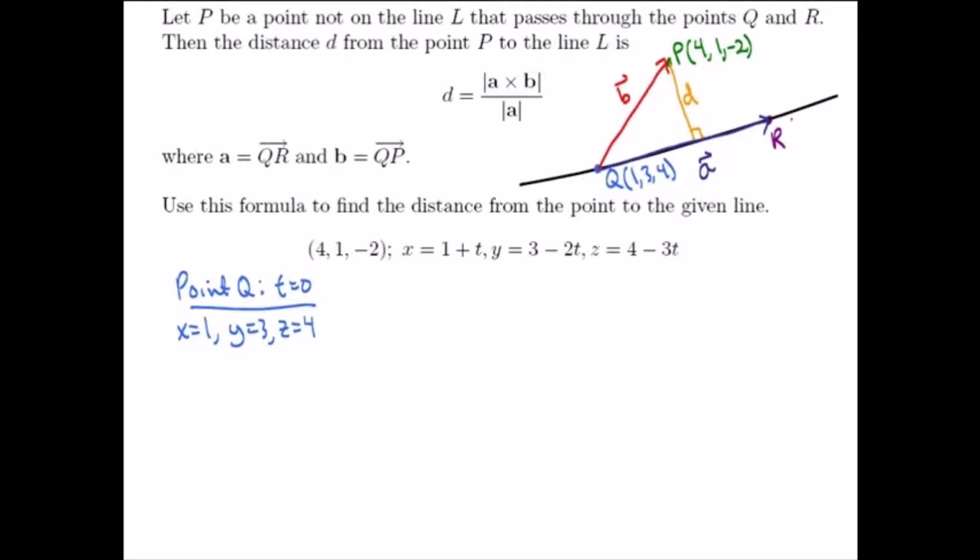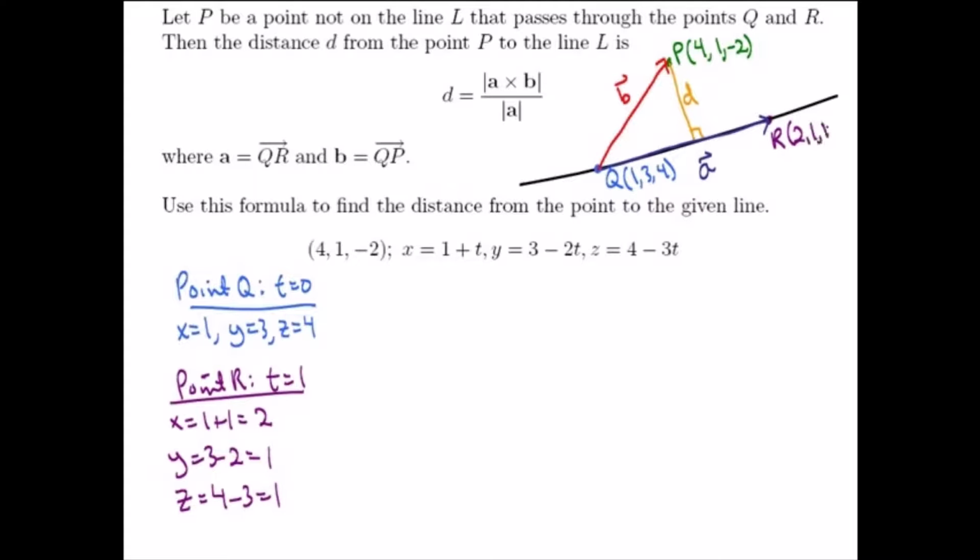And for R, we'll go ahead and just let t be equal to 1. So for point R, we'll just take our parameter t to be 1. And then x is equal to 1 plus 1, which is 2. Y is equal to 3 minus 2 times 1, that's 3 minus 2, which is 1. Z is equal to 4 minus 3 times 1, that's 4 minus 3, or 1. And so R is at the point 2, 1, 1.